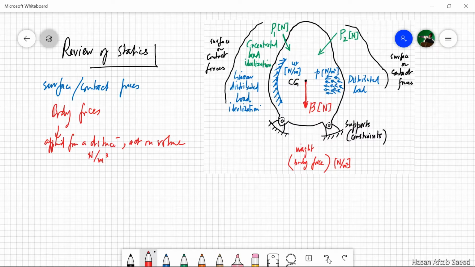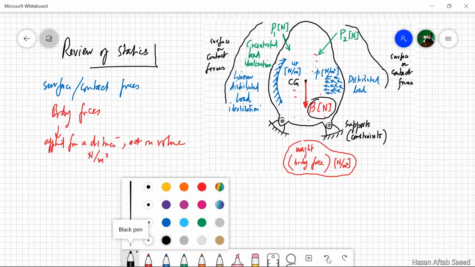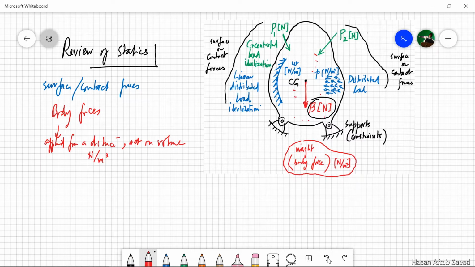Now, gravitational and electromagnetic attraction or repulsion are examples of body forces. Body force is shown here, weight of the body. Now, body forces act on each particle of the body, but they are usually idealized as a single resultant force acting at the center of gravity of the body.